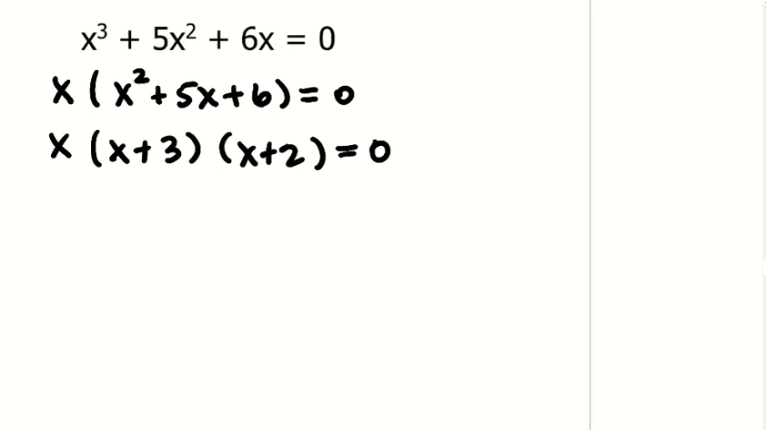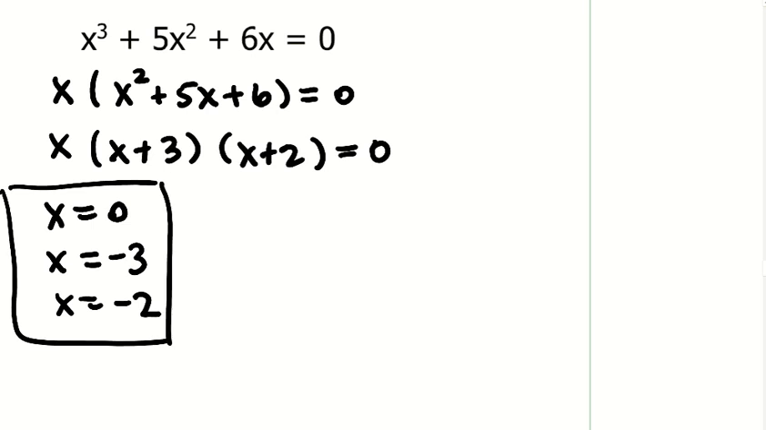And okay, that's going to happen when any of these three things are 0. So that could be when x is 0, or when x plus 3 equals 0, or when x plus 2 equals 0. So that one had 3 solutions.